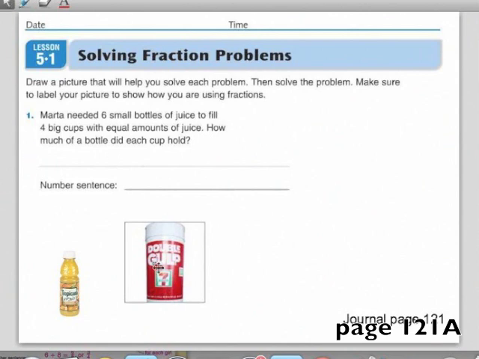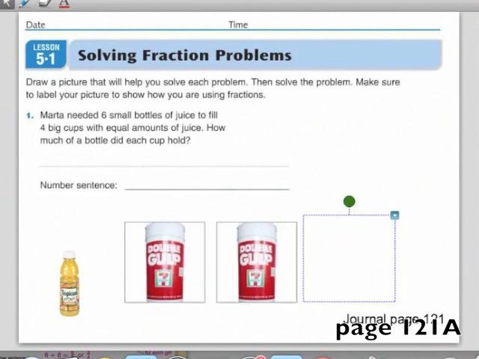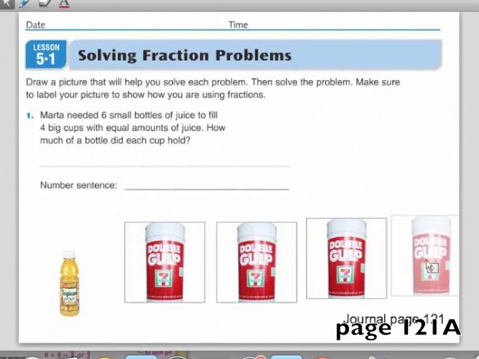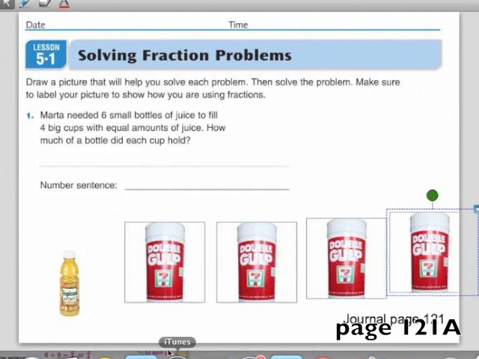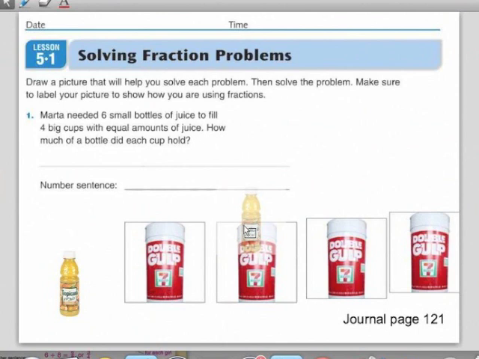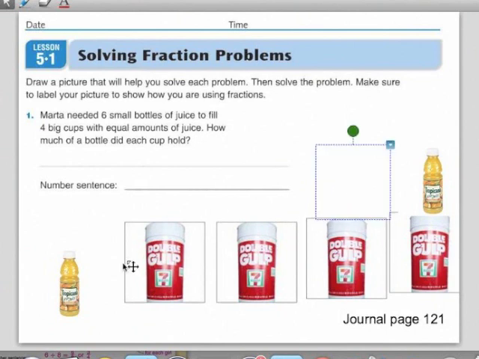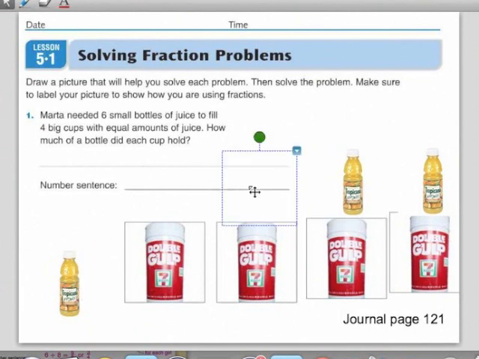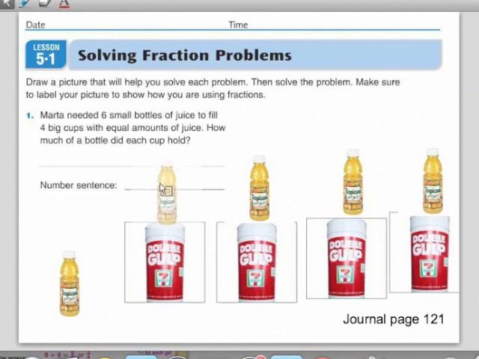So it said that we have 4 big cups. 1, 2, 3, 4 big cups. Okay, and we've got 6 of these little bottles. Well, first of all, I'm going to go ahead and give 1 bottle to each. Put 1 bottle in there. Put 1 bottle in there. 1 bottle in that one. And 1 bottle in that one. Okay, that's only 4 of those little bottles though, and we need 6 little bottles. So there's going to be 2 more bottles over here.